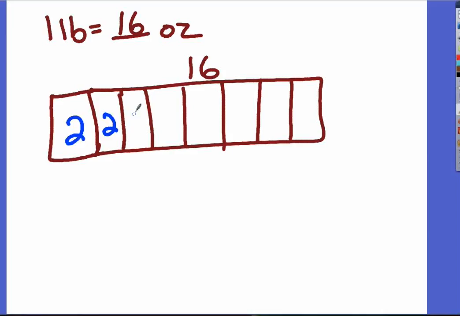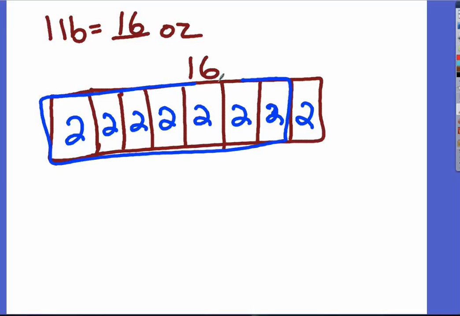I saw 2 in all your boxes. You guys are doing an amazing job. I think everybody got it right. And then 7/8. You'll take that. 2 times 7 is 14. So for A, you have 14 ounces. Make sure you put your label.